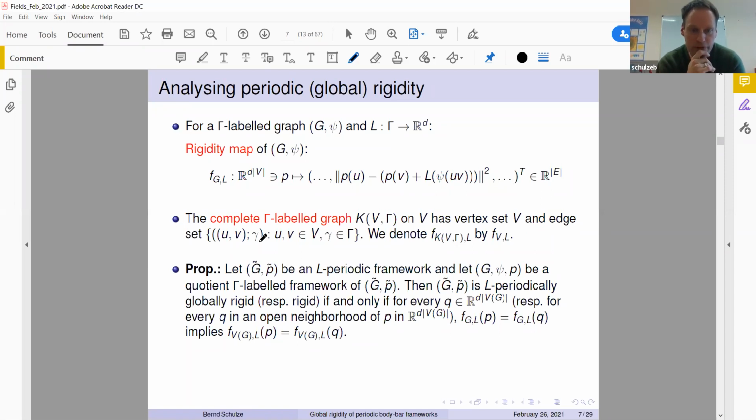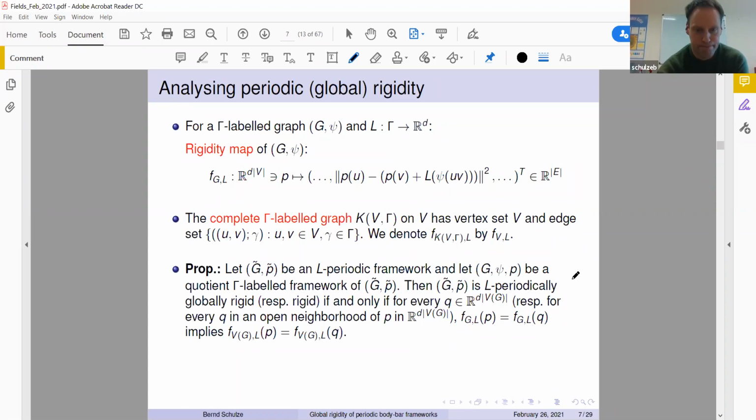Okay, and then we can easily see that the following proposition is true. If you have a periodic framework and its quotient gamma labeled framework, then this periodic framework is globally rigid if and only if for every configuration Q of the vertices in the gamma labeled framework, we have this implication: if corresponding edge lengths in this quotient structure are the same, then actually all the distances are the same. And of course similarly for local rigidity. This proposition follows immediately from the definition of periodicity.